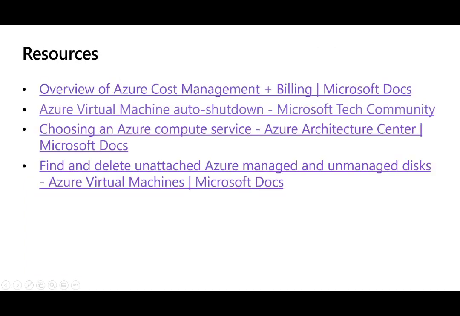With that said, here are some links to some useful documentation that covers the knowledge we talked about. For example, in the first one, you can learn more about Azure Cost Management. What are the capabilities you can get from there? The second link is a blog article that shows in more detail how you can do the different scenarios of auto shutdown. And then the third link is the decision tree that guides you on how you can choose the optimal Azure compute service that suits your workloads. And last but not least, you can find the scripts to identify unattached Azure managed and unmanaged disks.